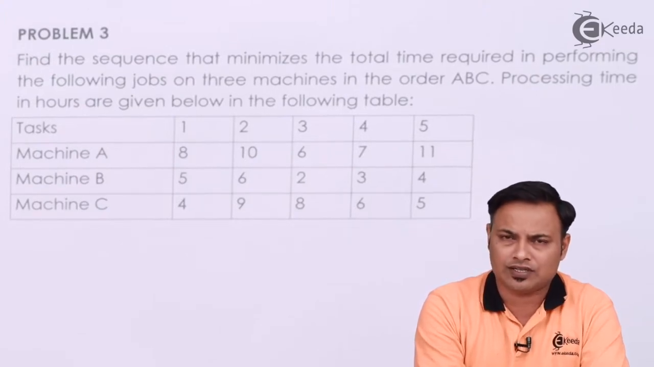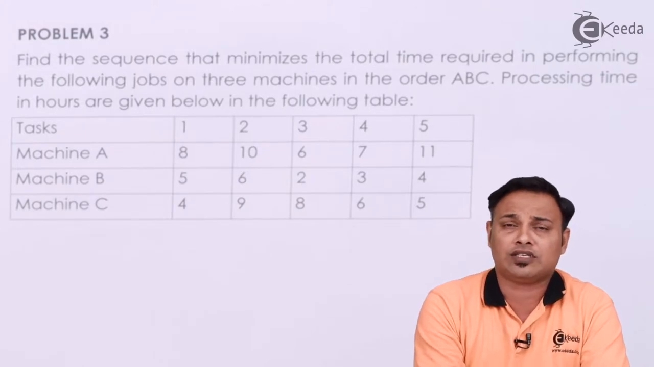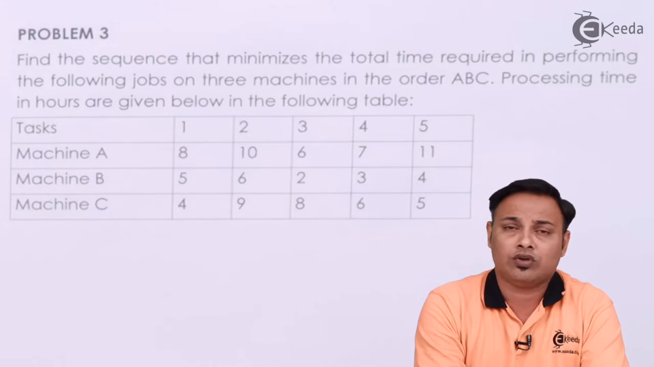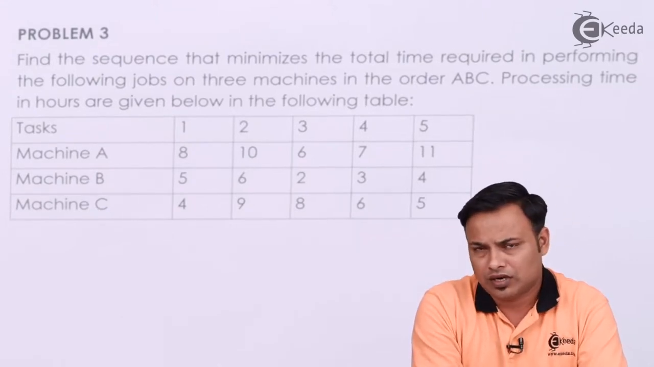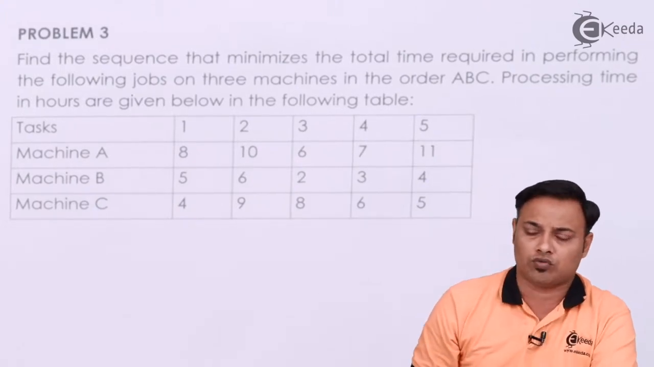Remember, you convert the problem from three machines to two machines only for the sake of getting the sequence. Once the sequence is decided, then you are not supposed to work on the two machines. You have to jump to the original problem of the question, that is three machines. Let's see how it can be done. I'll first convert these three machines into two machines.